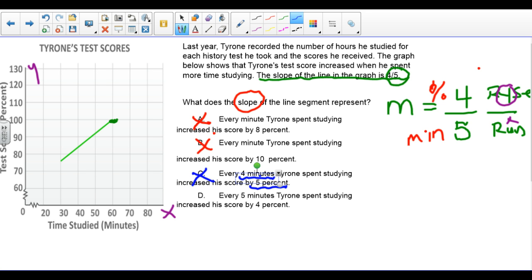And of course we are left with D, and D will make sense because every 5 minutes, again 5 minutes right here, Tyrone spent studying increases score by 4%. So the answer is D. Pretty easy, right? Alright, so let's move on to the next one.